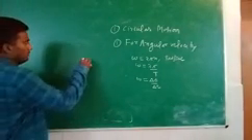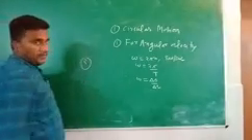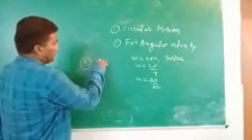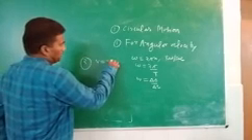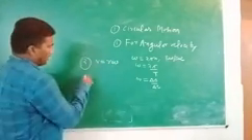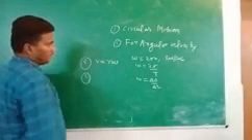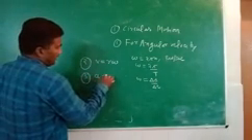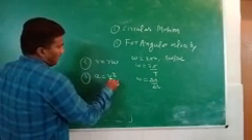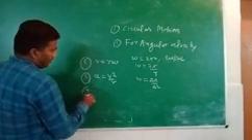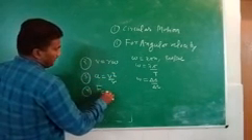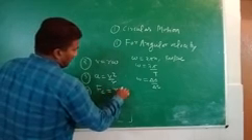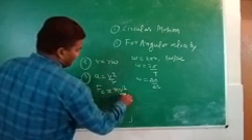Second formula, the general relation between linear and angular velocity: v is equal to r omega. Now the third relation, for centripetal acceleration: a is equal to v square by r. And fourth, the value of centripetal force: Fc is equal to mv square by r.